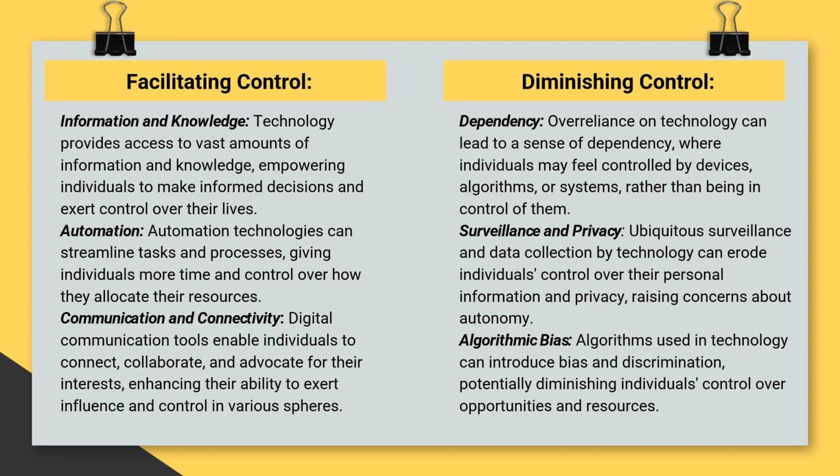This also has relevance to the algorithmic bias. So algorithms are a huge thing used in technology to show you certain things, to try and influence you in certain ways, make you buy stuff, make you see certain things, make you think about certain things. So it can introduce bias as well and discrimination, potentially diminishing individuals' control over opportunities and resources. So all of this brings in this idea of how control could be facilitated, how control could be taken away by the usage of technology.